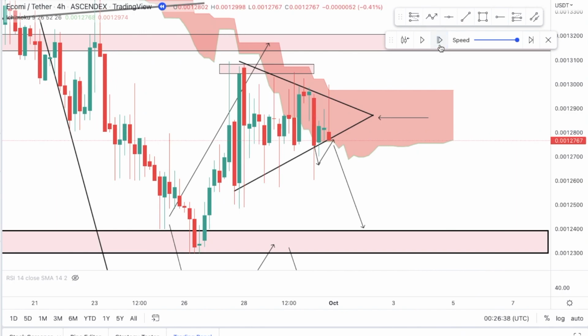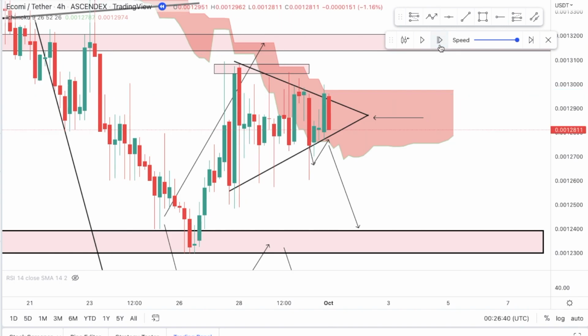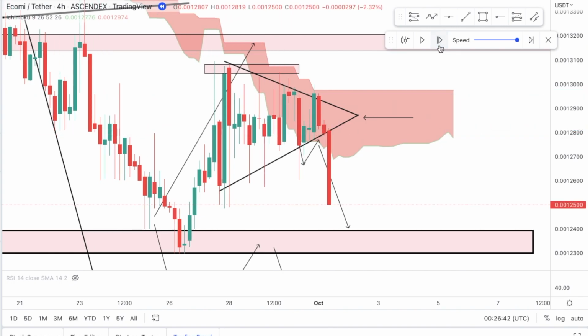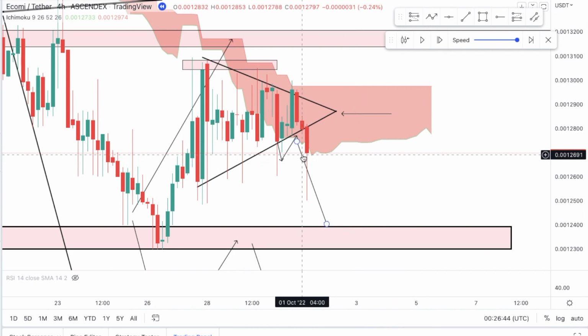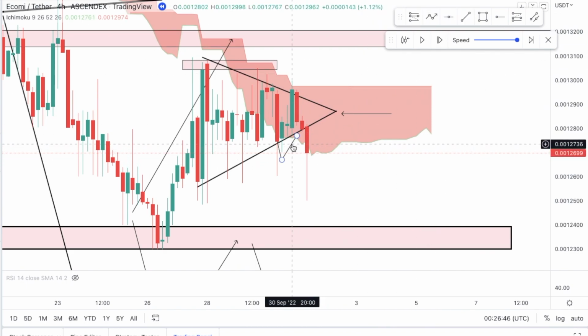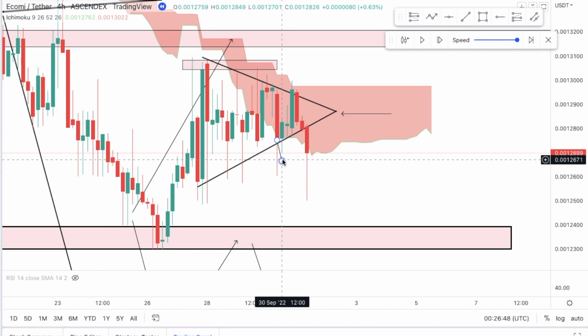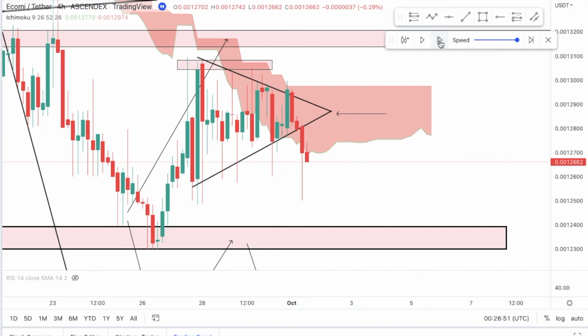So we're going to wait for that key break, and if we get that break, then we will enter a selling opportunity. Right here, guys, we had a key break. Are we entering the trade right here? No, absolutely not. We're waiting for that key retest, guys. If we do not see that retest, there's no point jumping into a trade.